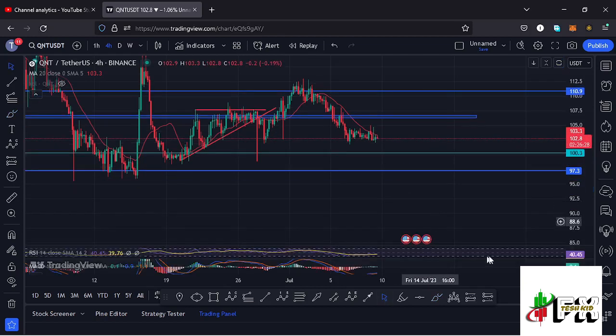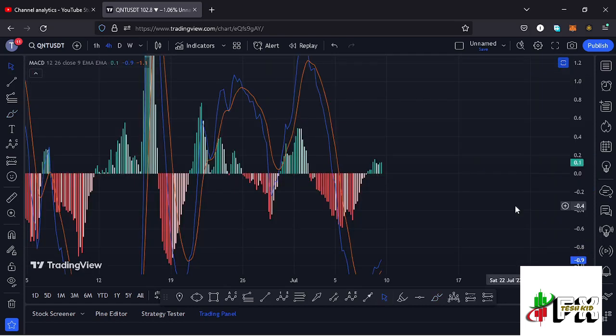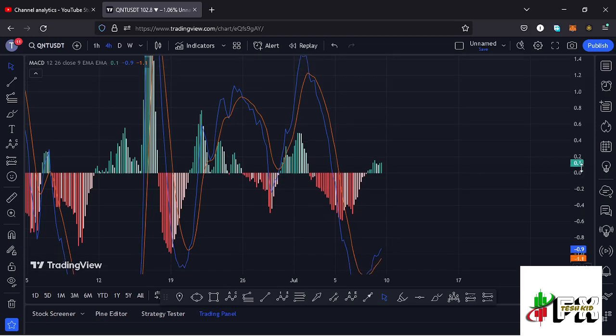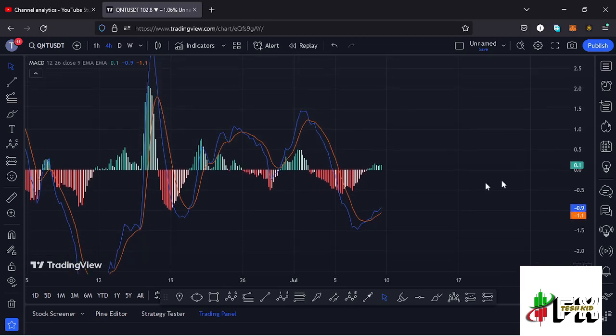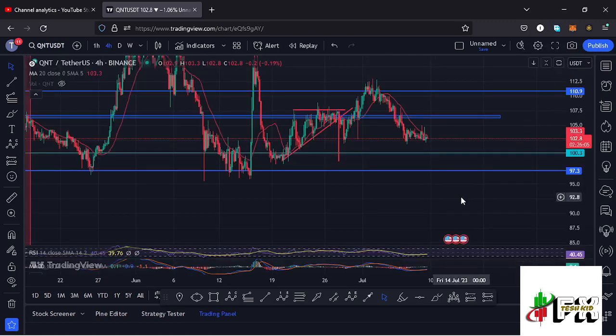Also taking a look at the indicators, on the RSI we are trading at around the 40 mark. Also taking a look at the MACD, we have been able to print a bullish cross, fully supporting higher prices. So let's be patient and see how that plays out, and I will be keeping you updated.